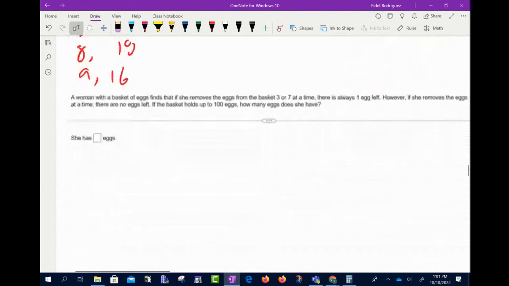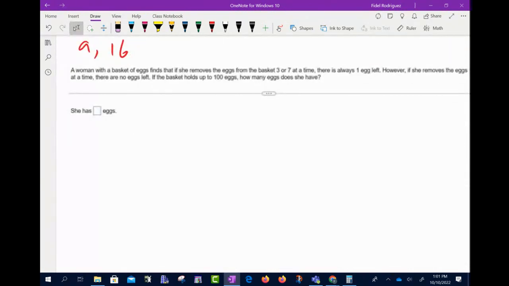Okay, so this is the last problem y'all hear out of 4.2. And it says, a woman with a basket of eggs finds that if she removes the eggs from the basket, either 3 at a time or 7 at a time, there's always one egg left. However, if she removes the eggs at 11 at a time, there's no eggs left. If the basket holds up to 100 eggs, how many eggs does she have?